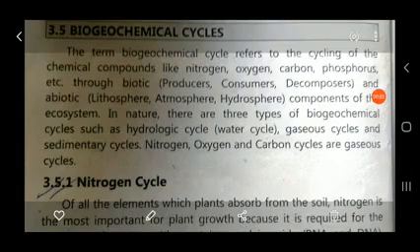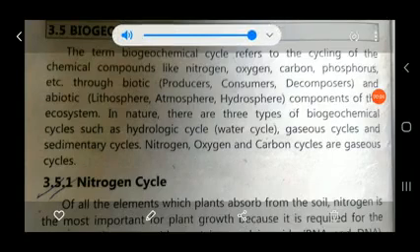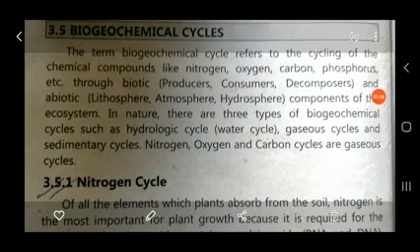Welcome back. In the previous lecture, we discussed the food web. That is, we saw the interrelation between the various food chains. Now, the next part of our syllabus is the biogeochemical cycles.